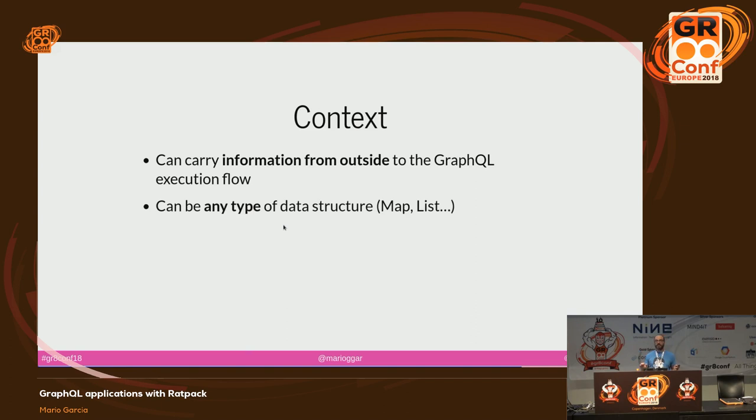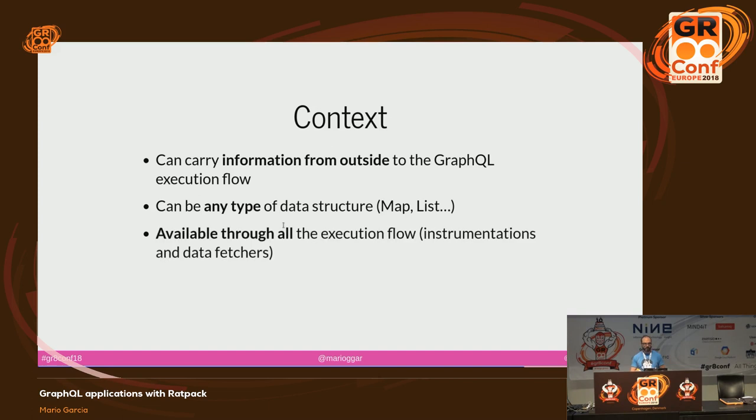It can be any type of data structure. In the GraphQL Java library, it's just an object. It could be anything. That enables framework users to integrate the GraphQL engine with whatever framework you want to use. And the context is available through all the execution flow. That means instrumentation and data fetchers. That is very useful because you can get the information from that context from the instrumentation and also from the data fetchers.